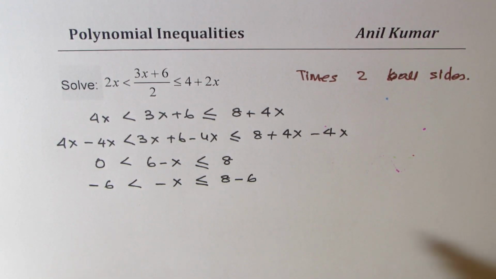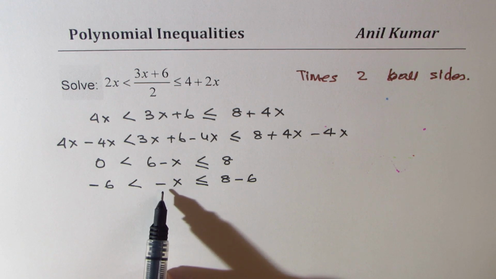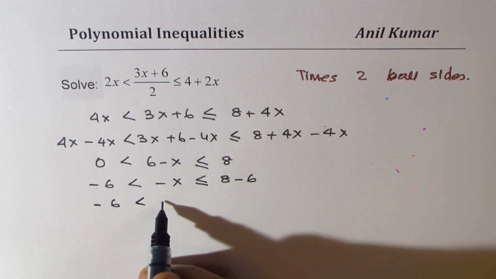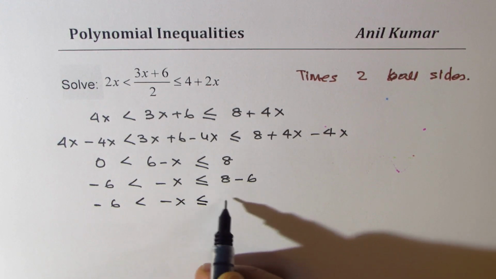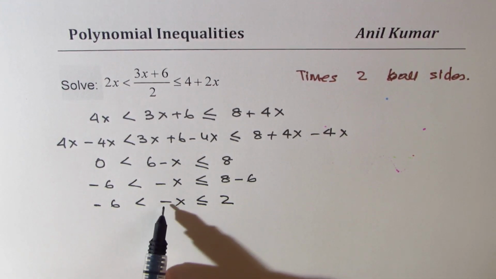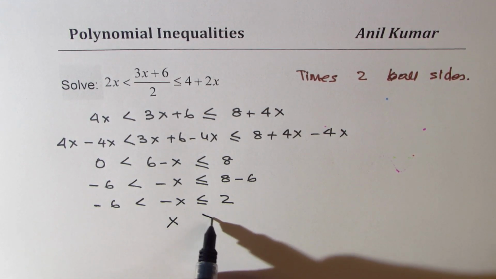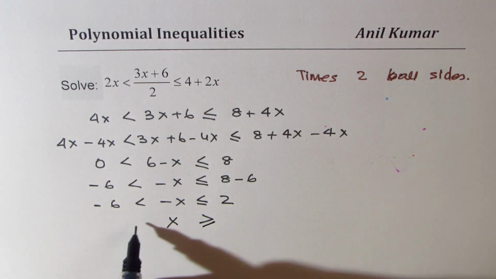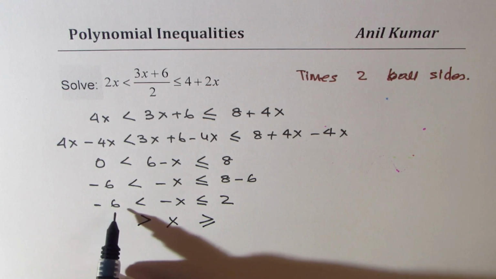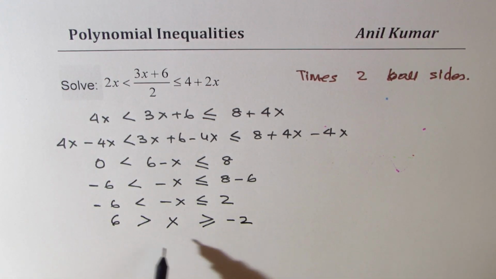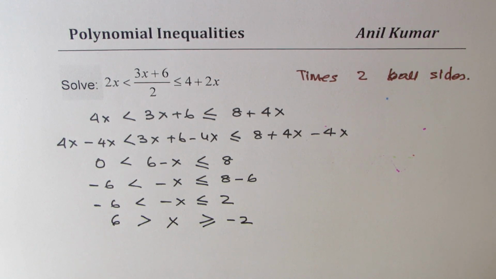Now, we need to multiply by negative. We have to change the sign. But let me rewrite this once again. We get this as 2. So when I multiply, important step, with negative, the sign changes. Do you see that part? Negative becomes positive 6, and this becomes negative 2. Does it make sense? Yes, it does.